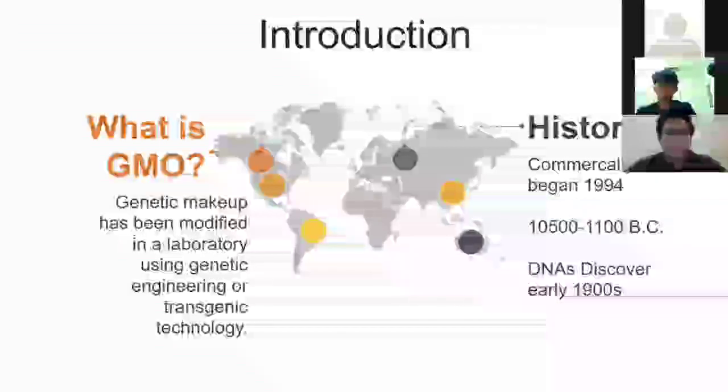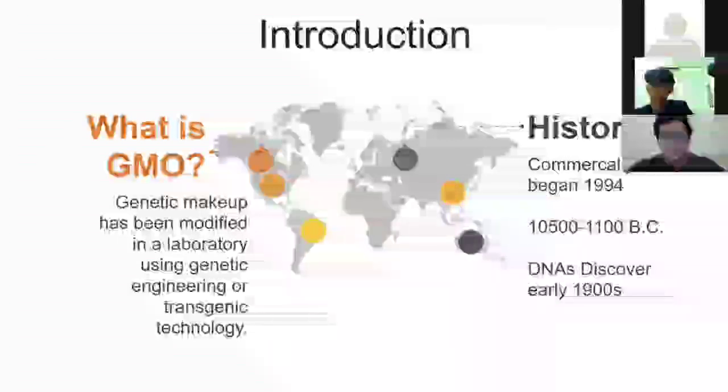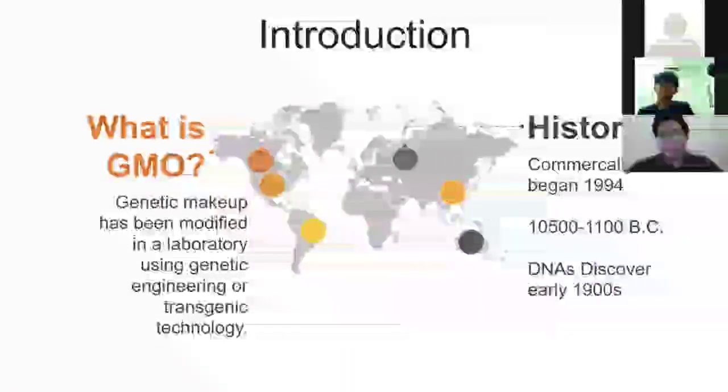So the introduction. What is GMO? GMO is the genetic makeup of a living organism that has been modified in a laboratory using genetic engineering or transgenic technology. It covers all living organisms, including plants, crops, and livestock.